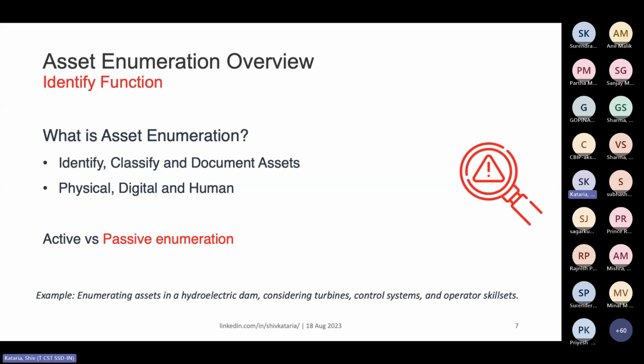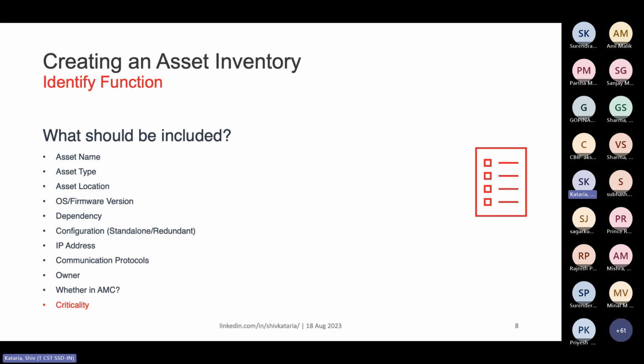You can take an example of a hydroelectric dam, where you might really want to enumerate the things. You start with turbines, the control systems, and the operators who are very important for you. Because when an operator goes away, it becomes very critical to have another person available with similar skills. Having said that about the enumeration of assets, there are a few important aspects of asset identification.